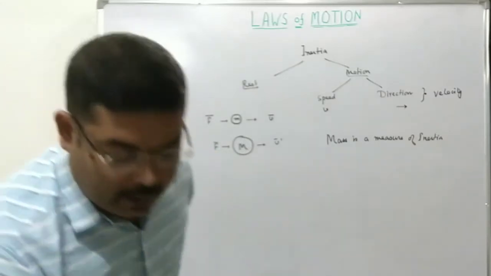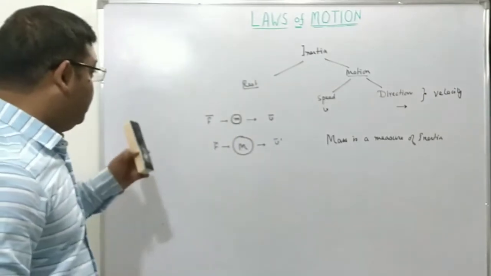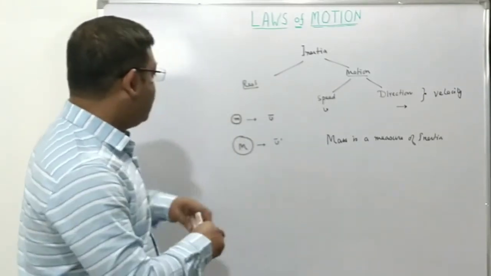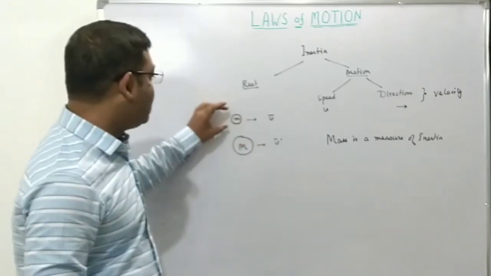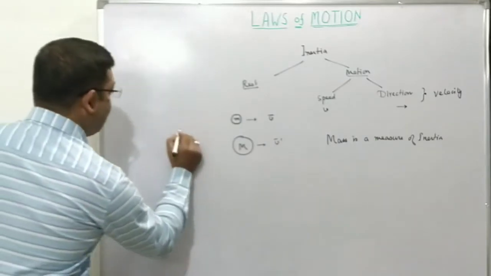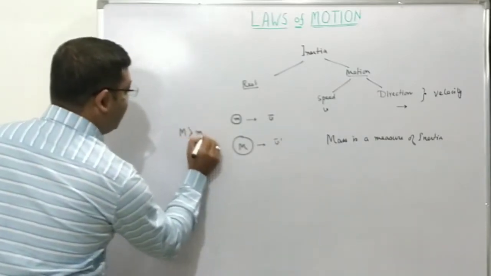Okay. Now, let us say both these two objects, the tennis ball and the basketball, have two masses, small m and capital M, where capital M is larger than small m.